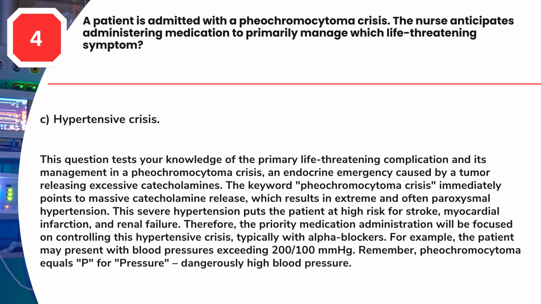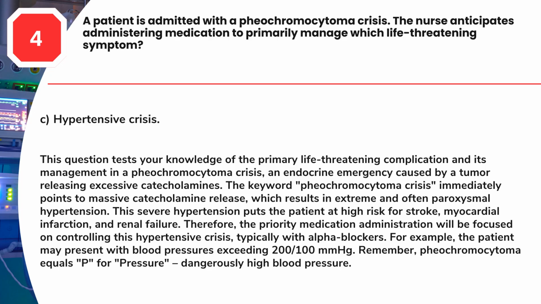Answer: C. Hypertensive crisis. This question tests your knowledge of the primary life-threatening complication and its management in a pheochromocytoma crisis, an endocrine emergency caused by a tumor releasing excessive catecholamines. The keyword pheochromocytoma crisis immediately points to massive catecholamine release, which results in extreme and often paroxysmal hypertension.